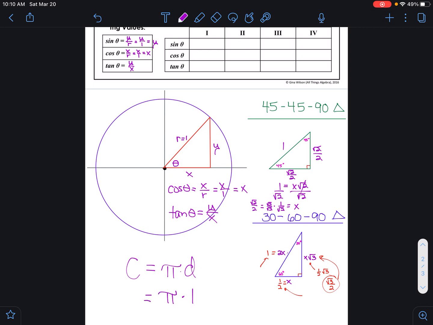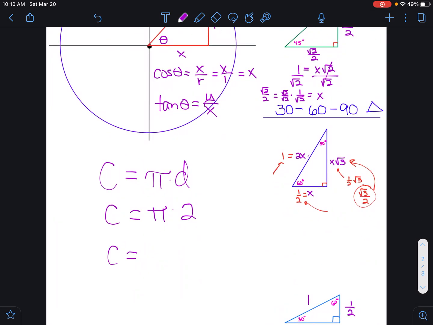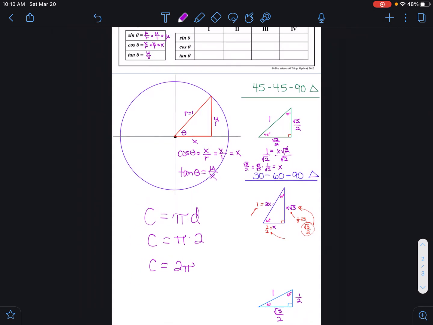That's the radius, so the diameter is actually 2, excuse me. So we should have, okay, so circumference is 2 pi. So that would be the distance all the way around is 2 pi.